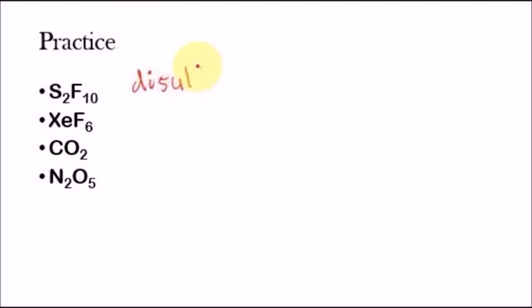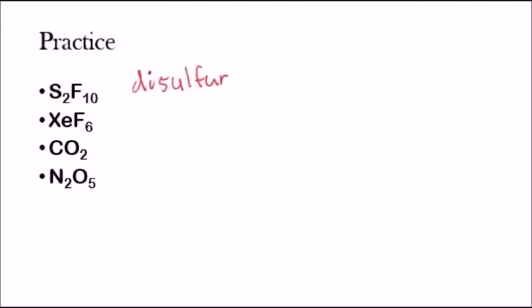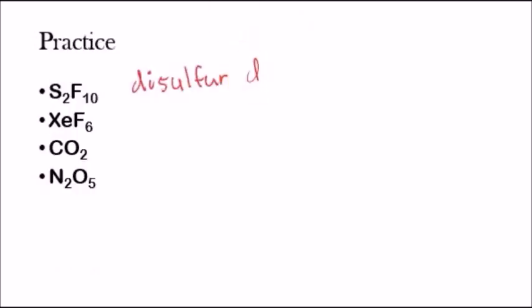For our first element. Now let's tackle our second element here. Our rules say that for our second element, we name the second element with the prefix and the IDE ending. We have 10 here, so we're going to write deca, because that's the prefix for 10. And then we're going to write the element, fluorine, but instead of fluorine, we're going to use the IDE ending. So instead of fluorine, we're going to write fluoride. Okay, fluoride, the IDE ending here.